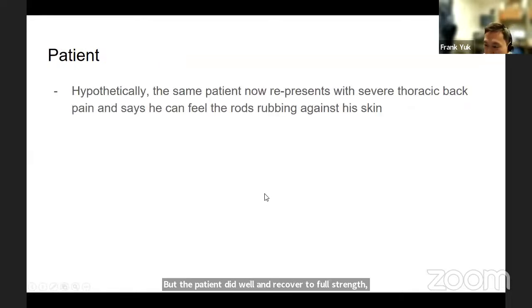However, let's just say hypothetically, the same patient now represents with severe back pain, thoracic back pain, and says he can feel the rods rubbing against his skin. If that were to happen, let's see, let's go back down. Emily, what do you think is going on before you even get any x-rays or anything?